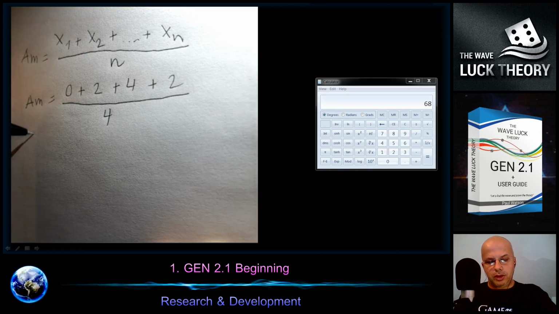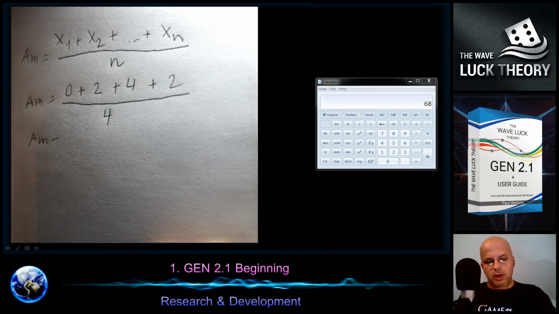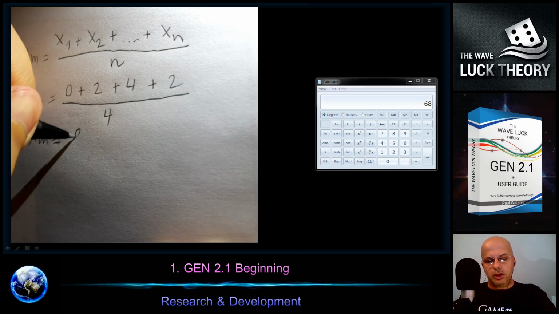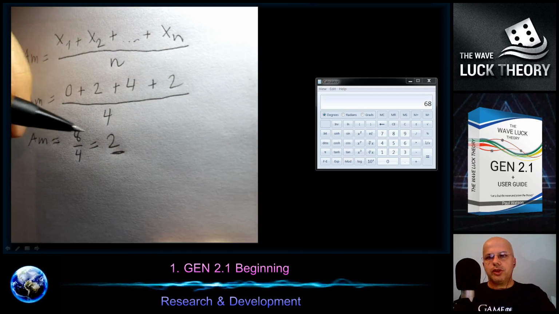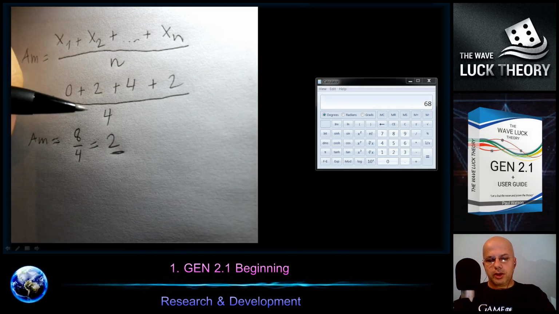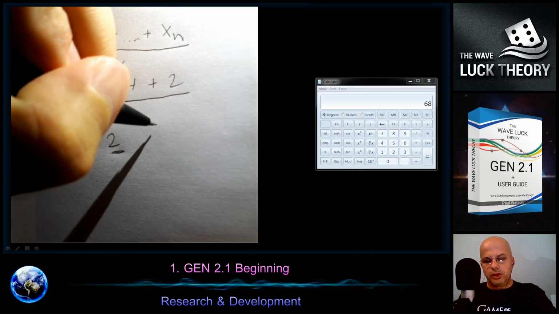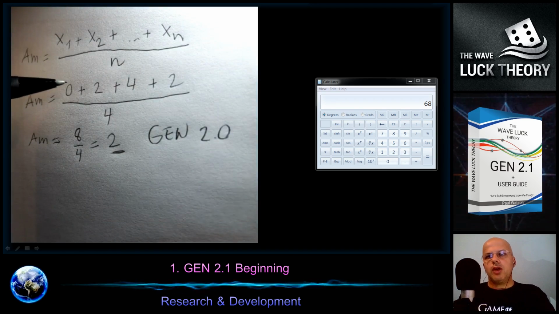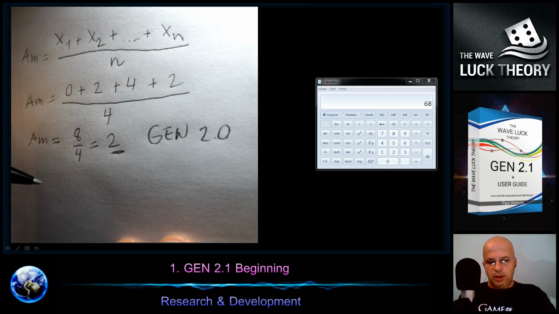In our case the AM, we will sum it, and it's 2 plus 4 plus 2 is 8, divided by 4 is equal to 2. So this is the arithmetic average we are getting. We have value 2. This is what we have today in the Gene 2.0. I was thinking if I can implement some other calculation to use the geometric mean, and I came to the following conclusion.